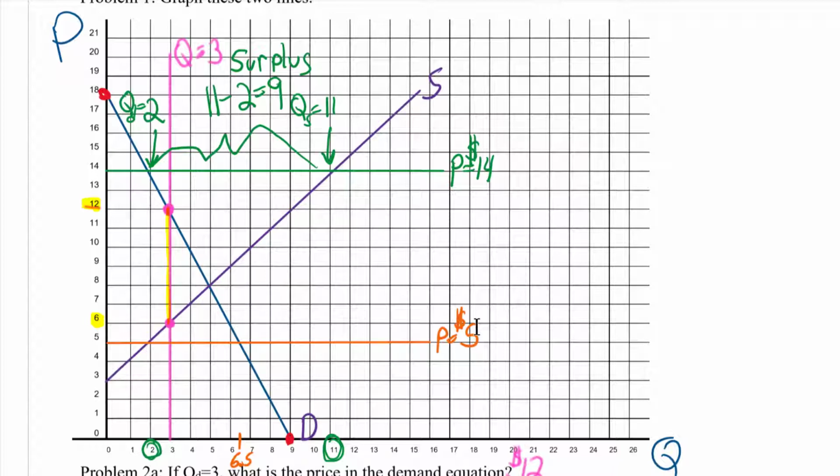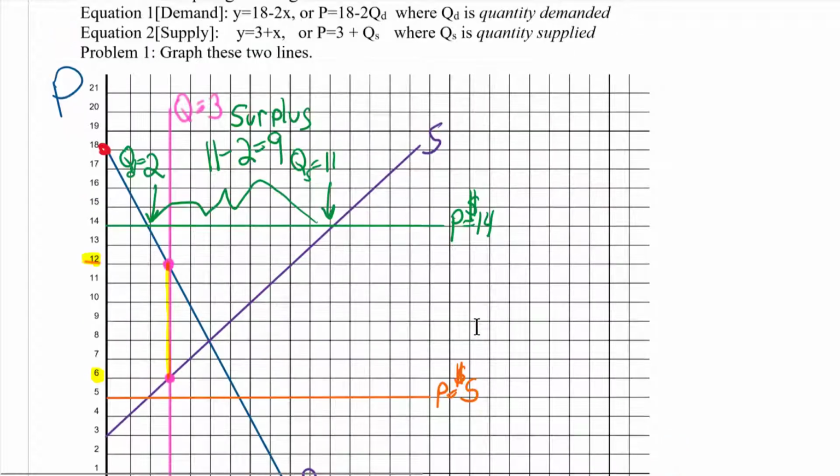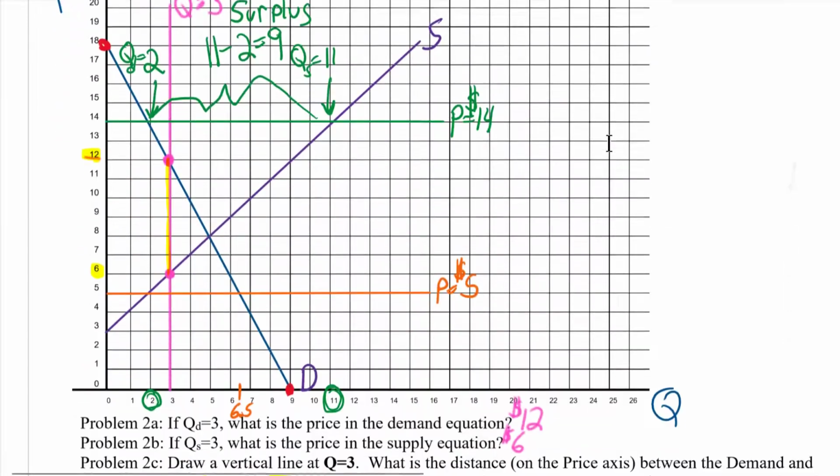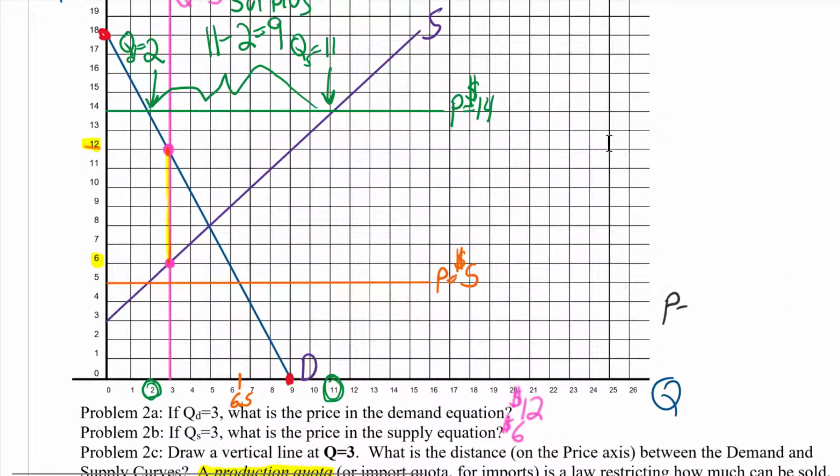Well, what we could do is we could plug in to our demand equation, right? So our demand equation up here is 18 minus 2Q. So price equals 18 minus 2Q. And if we plug in $5 for the price there, let's solve that for Q. Let's see, we could subtract 18 from both sides. We'd end up with minus 13 equals minus 2Q.